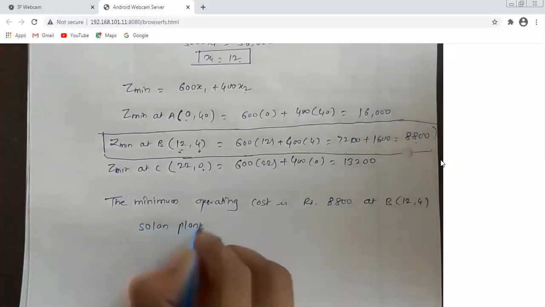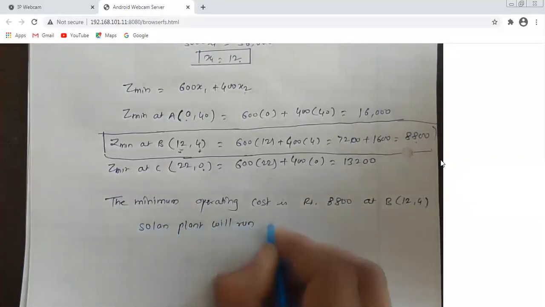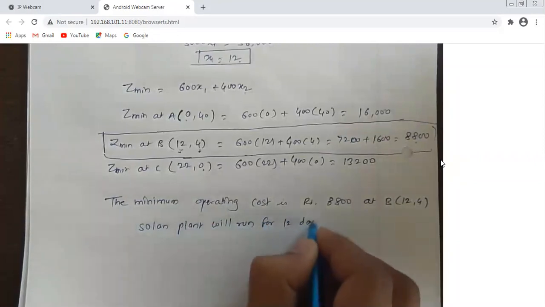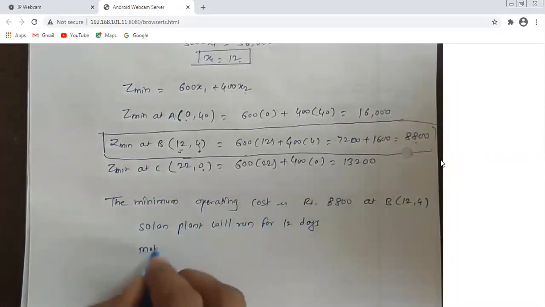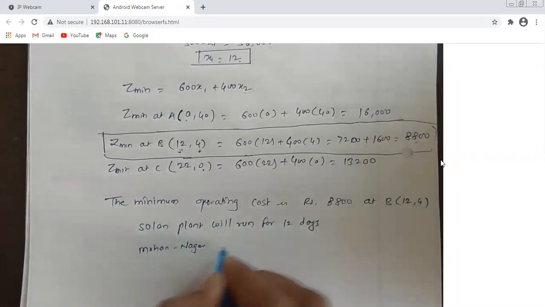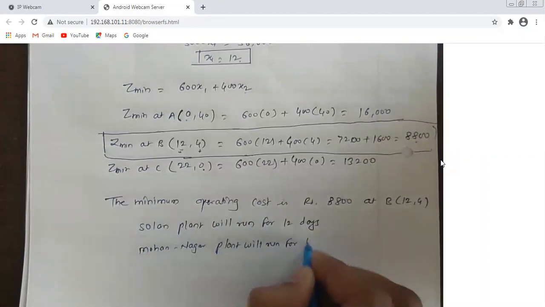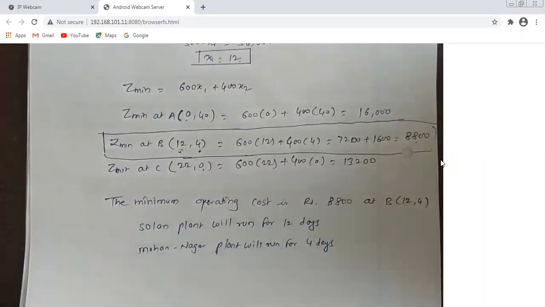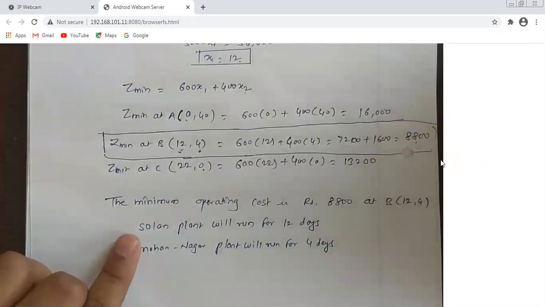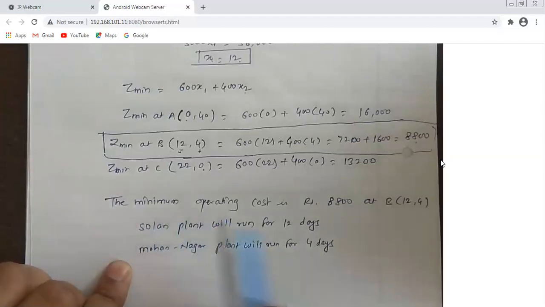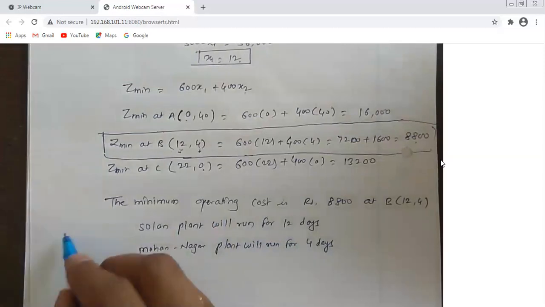Solan plant will run for 12 days, Mohannagar plant will run for 4 days. So this will be our final answer. What they have asked, we have to find the number of days. So here we have found it: Solan plant and Mohannagar plant are working for 12 and 4 days respectively, and the minimum operating cost is 8,800 rupees. So this will be our final answer.